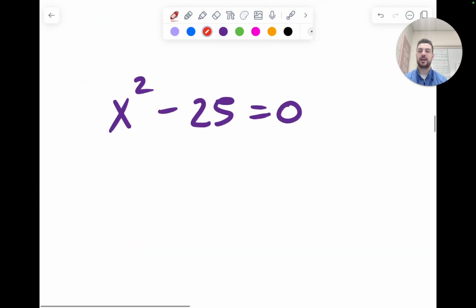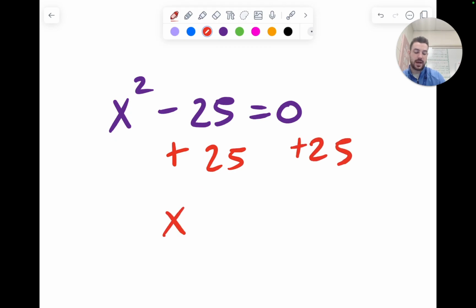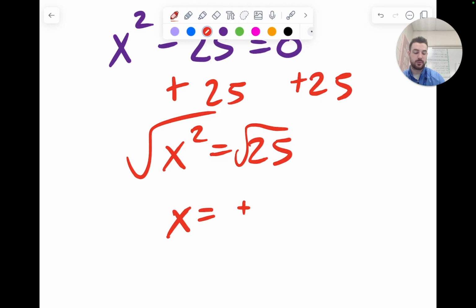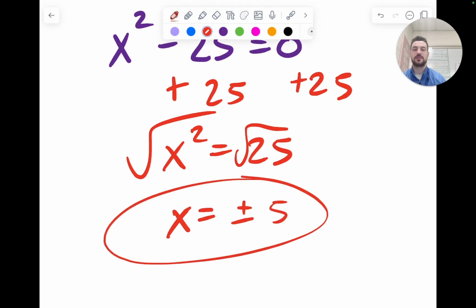Now, we've got another problem that looks like this. We actually can factor this one as well. However, again, the big indicator for me is we've got one x value, so I'm going to use inverse operations to solve. So we get x squared equals 25. Last step is square root. I end up with x equals plus or minus 5 as my solutions.